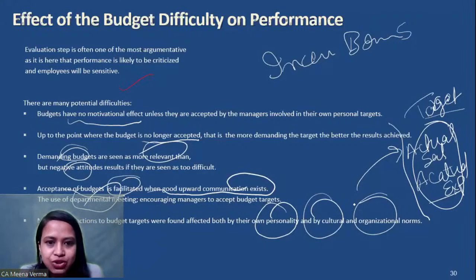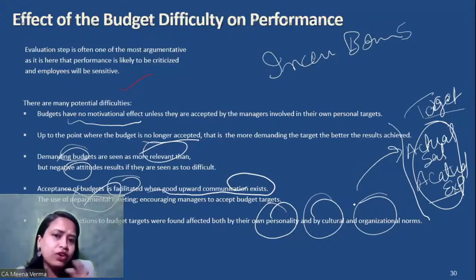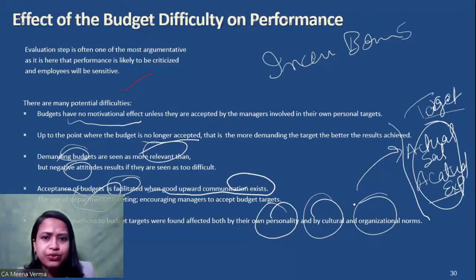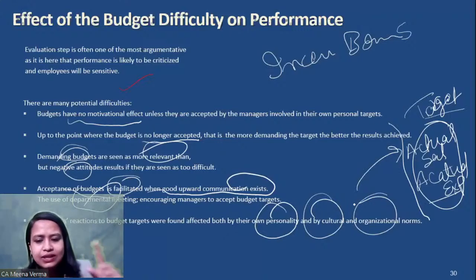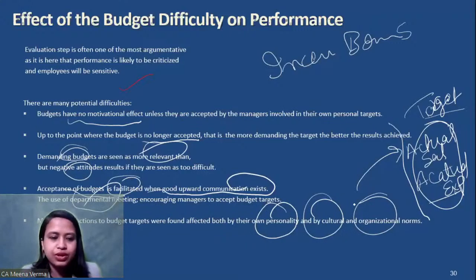So the manager's reaction to the target: if you are setting a high target, some managers will be happy, saying yes, I will achieve this for my organization, and some will be sad, thinking that if I do not achieve this, I will lose my incentive and my appraisal. In that case he will argue, no, it is not possible to achieve this target. So they're saying that setting the budgeted target depends on the personality of the managers, their culture and organizational norms in which you are working. It depends on all these things, which is again a very difficult situation to consider.